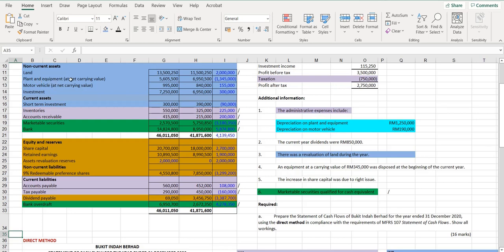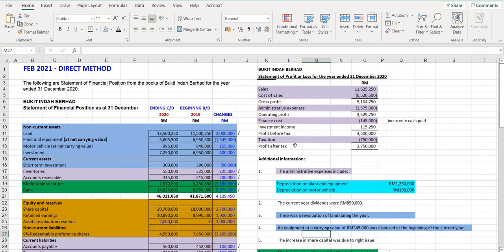Next is the plant and equipment. Look at this information. You are informed this is at net carrying value. When it is at net carrying value, it means that this is already at cost minus accumulated depreciation. You can see the change was 1,345, and you are informed about one item regarding investing activities, where an equipment at a carrying value of 345 was disposed of at the beginning of the year. The issue is we want to know how much is the amount. If you check the information here, you have no information telling you about any loss on disposal or any gain on disposal out of the disposal of equipment.